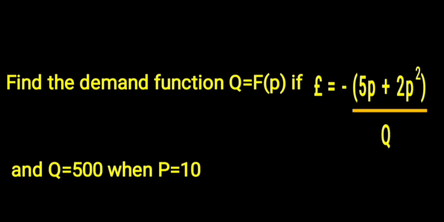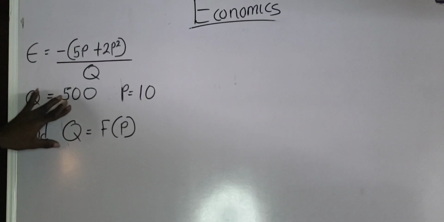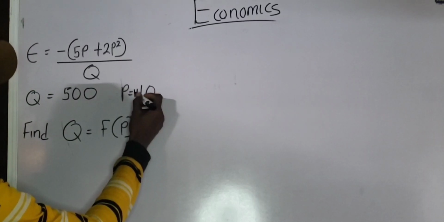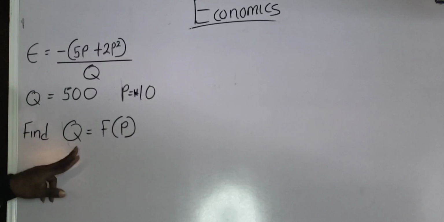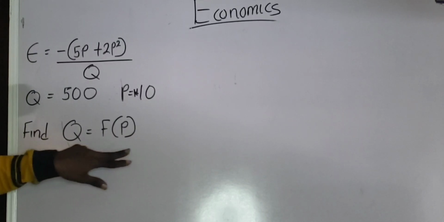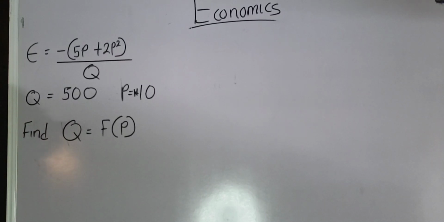Let's start by writing out the parameters that we are given in the question. We are given the elasticity as this, the quantity as 500 and the price as 10 naira. Let me put naira. And we are told to determine the demand function Q is equal to f(P). The meaning of this statement is that the quantity is a function of price. Do you understand?